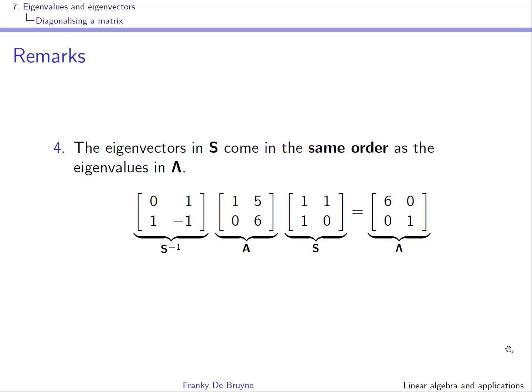Well, the eigenvectors in S come in the same order as the eigenvalues in Lambda. So what we've done over here is written S, and we've put the second eigenvector first and then the first eigenvector. And what has happened in Lambda is that we have obtained here lambda 2 and here lambda 1. Okay, so you have the eigenvalues in the same order as the eigenvectors.